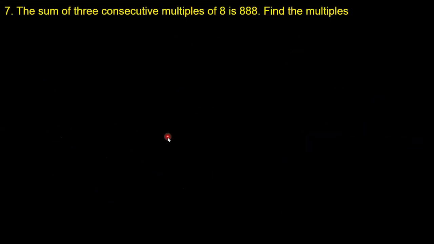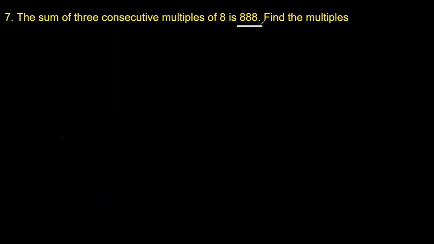Next, we will take this sum. It says the sum of 3 consecutive multiples of 8. How do we write consecutive multiples of 8? Now, the sum is 888. So there should be a little big number, no? 3 consecutive multiples. As we understand, the consecutive multiples will differ by 8.